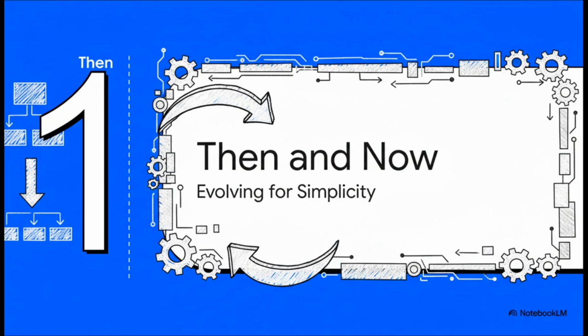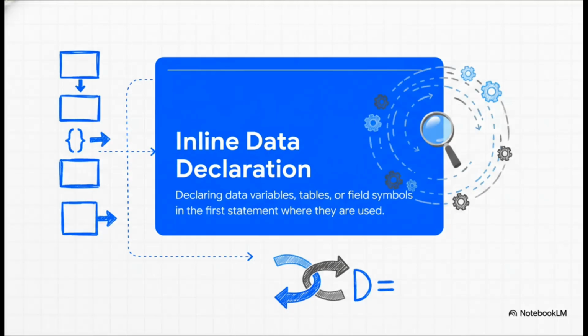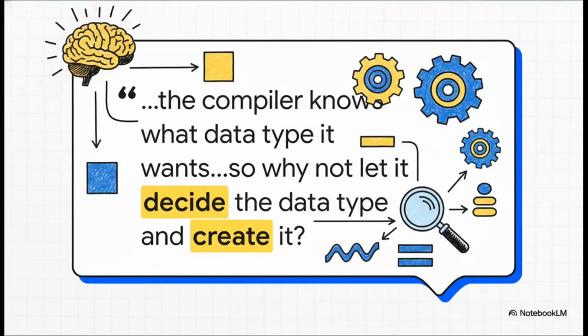For what feels like forever, the rule was simple. Declare all your variables at the top of your program or subroutine. But this new approach completely flips that idea on its head. So what is an inline declaration? Well, to put it simply, using something like DATA or FIELD-SYMBOL lets you create your variable at the exact moment you first need it. It gets declared and filled with data all in one shot. And you know what that means? No more scrolling all the way to the top of your code just to figure out what a variable's type is. It's right there.